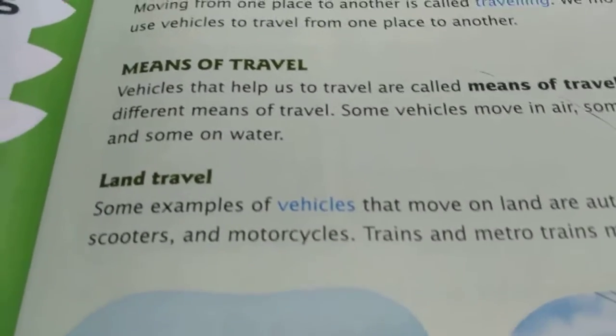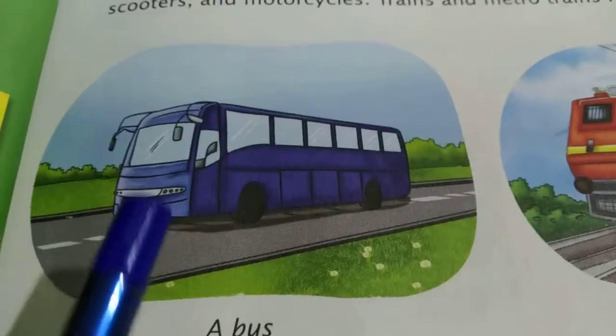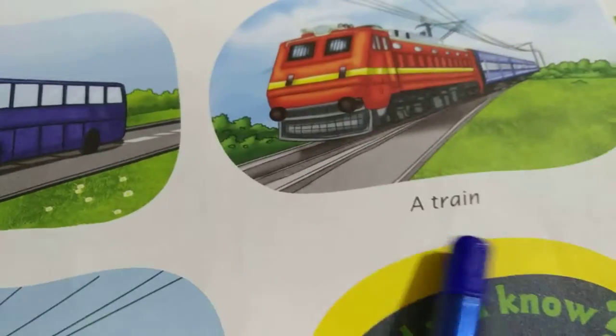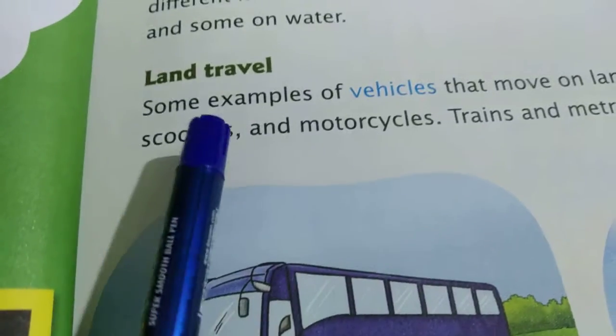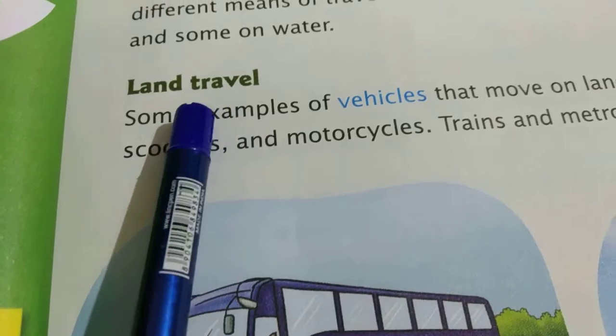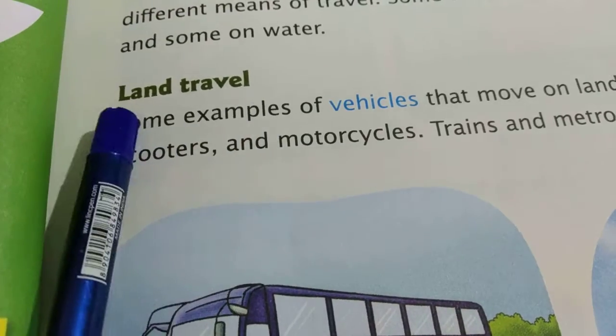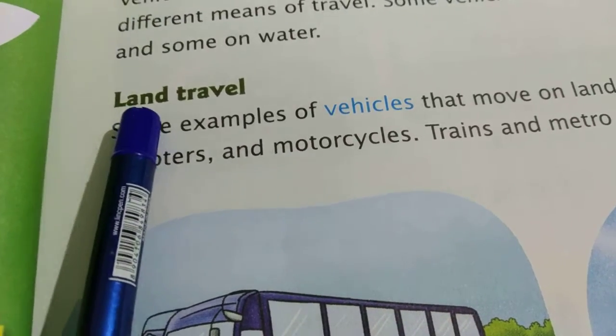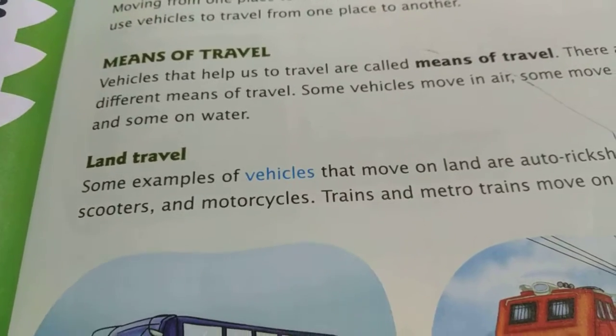Now, again, let us see. A bus, a train, a metro train, auto rickshaw, bullock cart, car, motorcycle, scooters are all vehicles that use land for traveling. So, they are means of land travel.